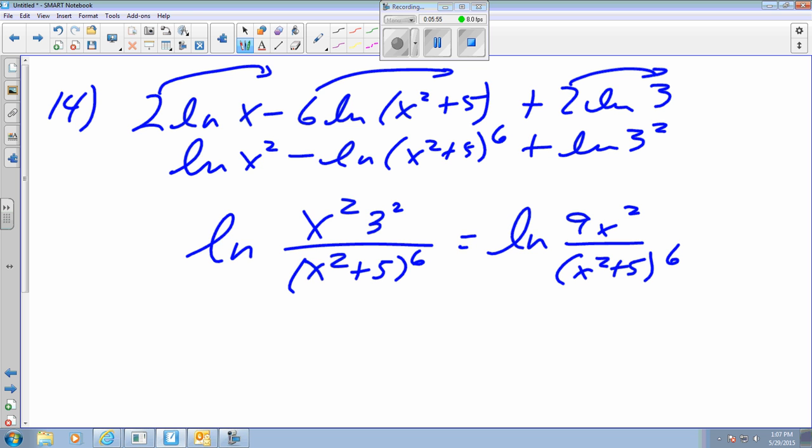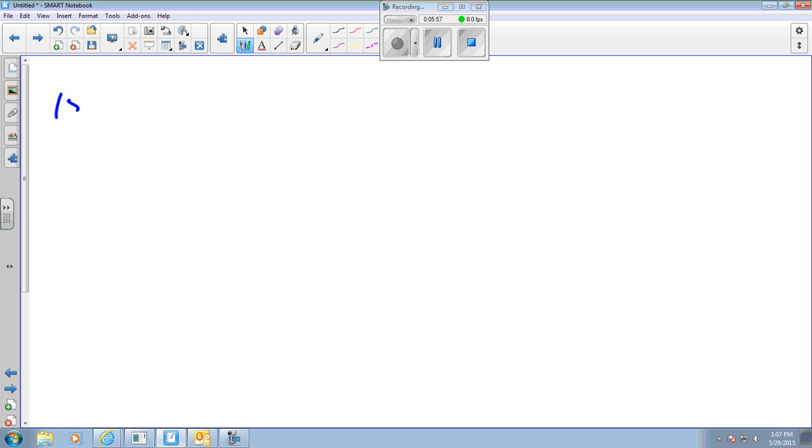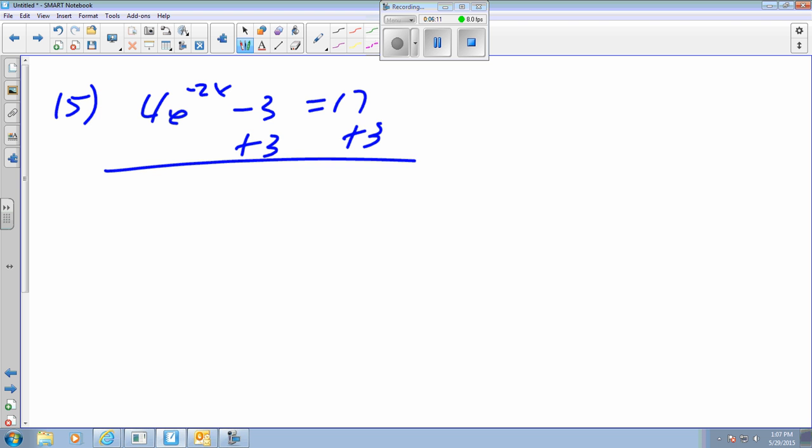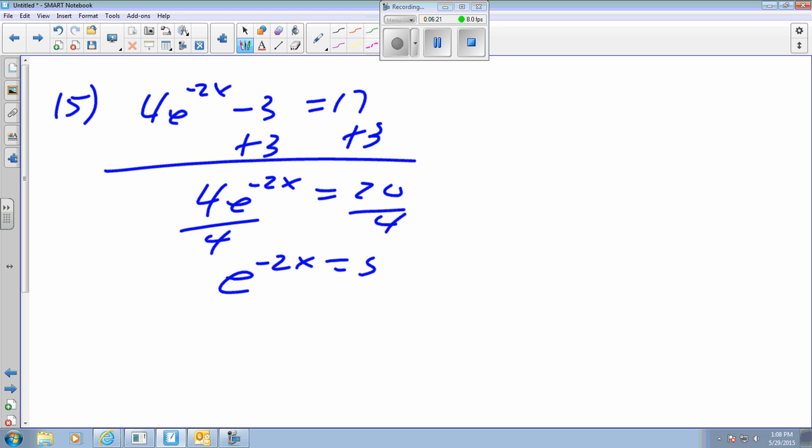Number 15. We have 4e to the negative 2x minus 3 equals 17. And we're supposed to solve this, so I'm going to add 3 to both sides. I have 4e to the negative 2x equals 20. Divide by 4. Divide by 4. E to the negative 2x equals 5.